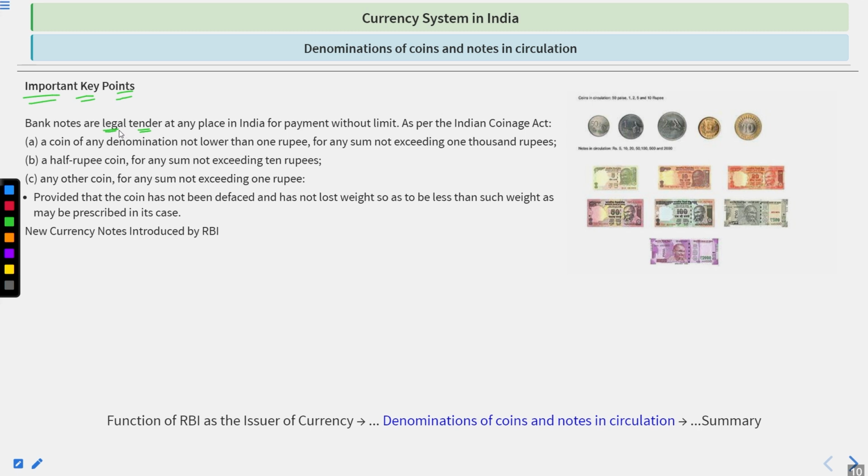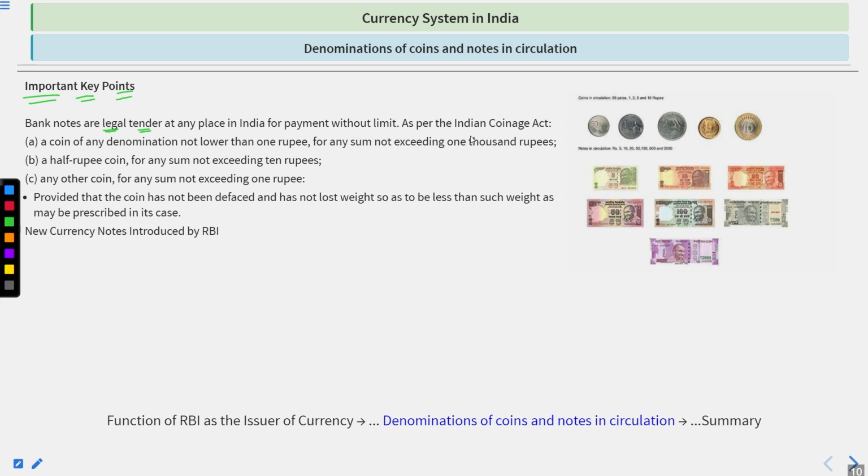In the currency system, legal tender is that particular way of making payments that is recognized by the government, whether coins or notes. So banknotes are recognized by the government. That's why we call them legal tender at any place within the territorial limits of India. You could use them for payments without any limit.